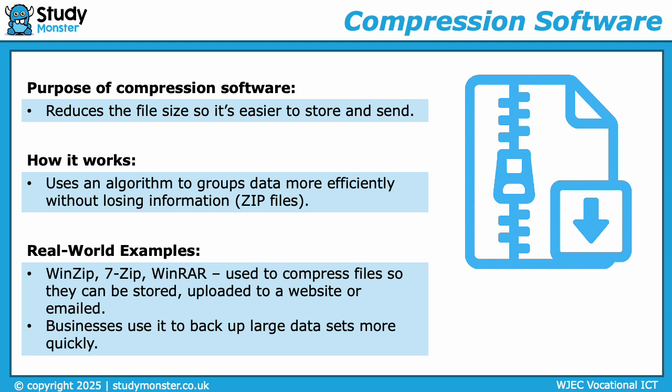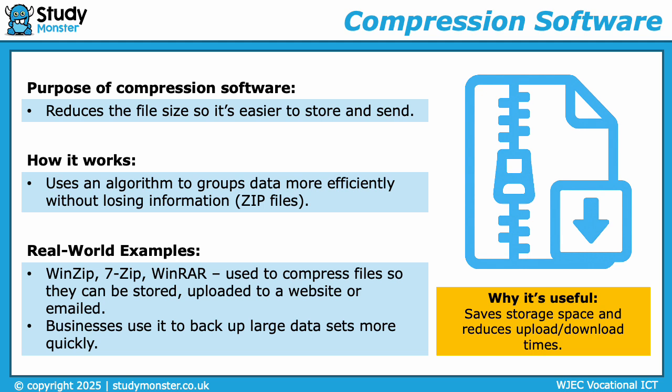A lot of people will have heard of WinZip, 7-Zip, WinRAR, used to compress files so they can be stored, uploaded to a website or emailed. Businesses are going to use this type of software to back up large data sets more quickly. Your hard drive's only got a fixed amount of capacity. So if you're working with big files, big text files, big image files, video files and things like that, big data sets, businesses will compress them so they're taking up less space. Saves storage space and reduces upload and download times.